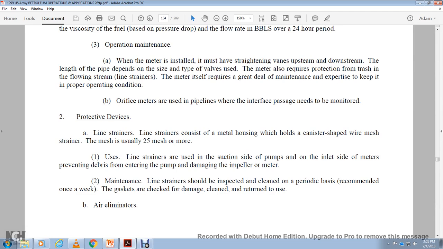Usually line strainers are used on the suction side of the pump and on the side of the meters, preventing debris from entering the pump and damaging the impeller or meter. The line strainer should be inspected and cleaned on a periodic basis, recommended once a week.